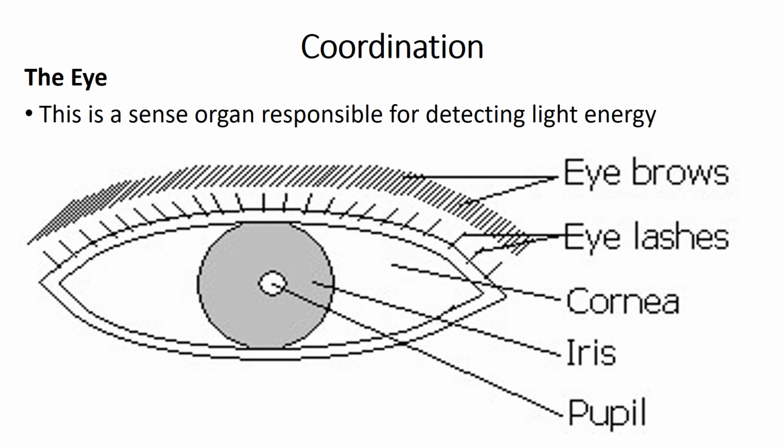So this is the front view of the eye. It's made of the eyebrows and the eyelashes, whose job is to trap dust to make sure dust doesn't go inside the eye. Then we have the cornea. This cornea is attached to what is called the sclera. So this white color that you see is because of the sclera, not the cornea. The cornea is transparent. Then after the cornea we have the iris and the pupil.